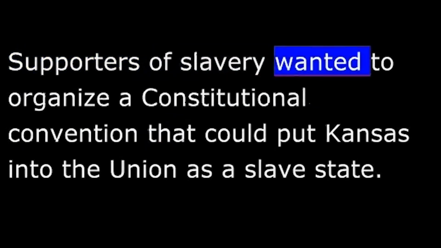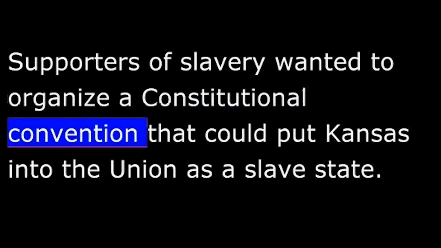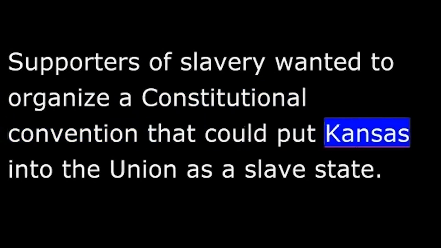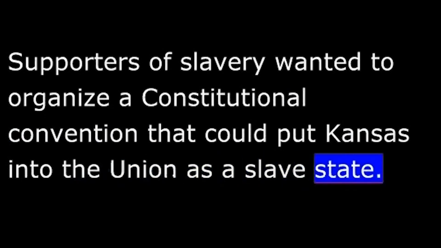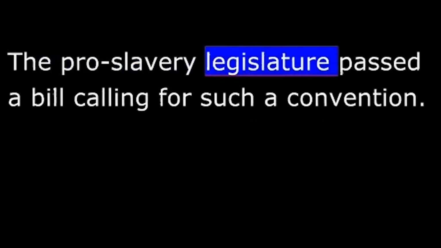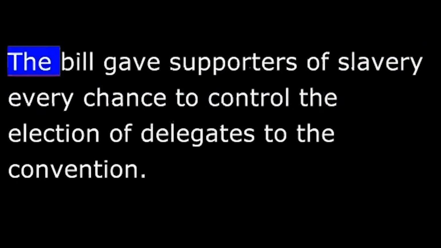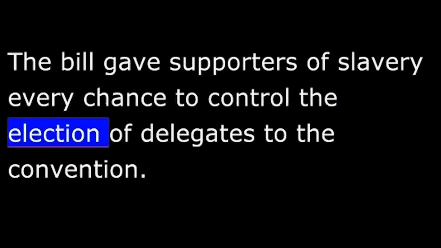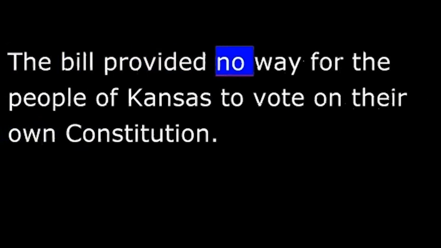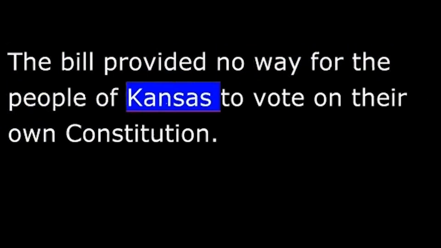Supporters of slavery wanted to organize a constitutional convention that could put Kansas into the Union as a slave state. The pro-slavery legislature passed a bill calling for such a convention. The bill gave supporters of slavery every chance to control the election of delegates to the convention, and it gave the convention complete freedom to make its own rules. The bill provided no way for the people of Kansas to vote on their own constitution.